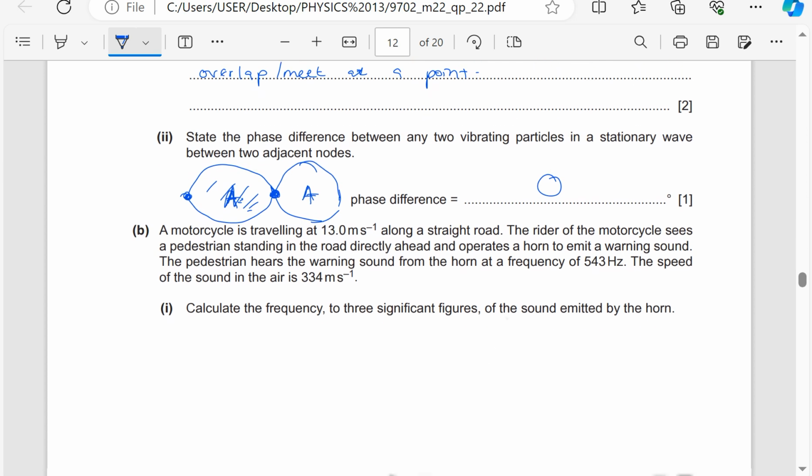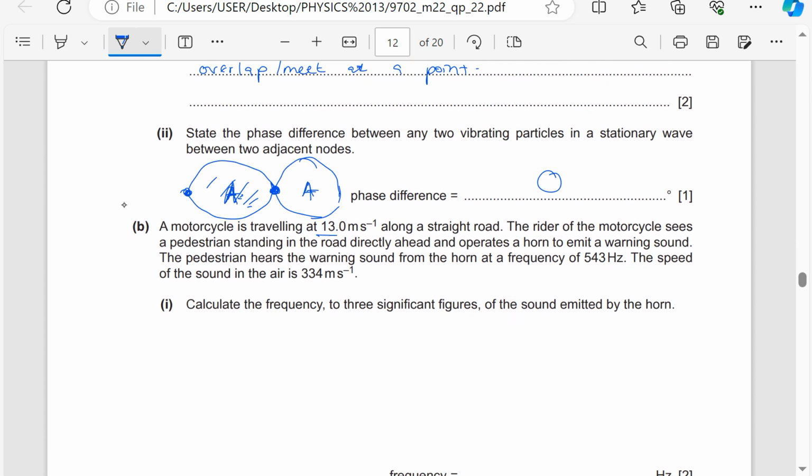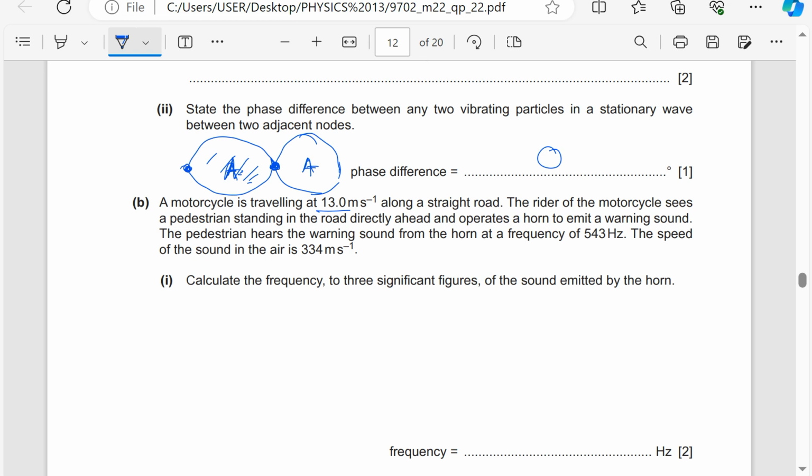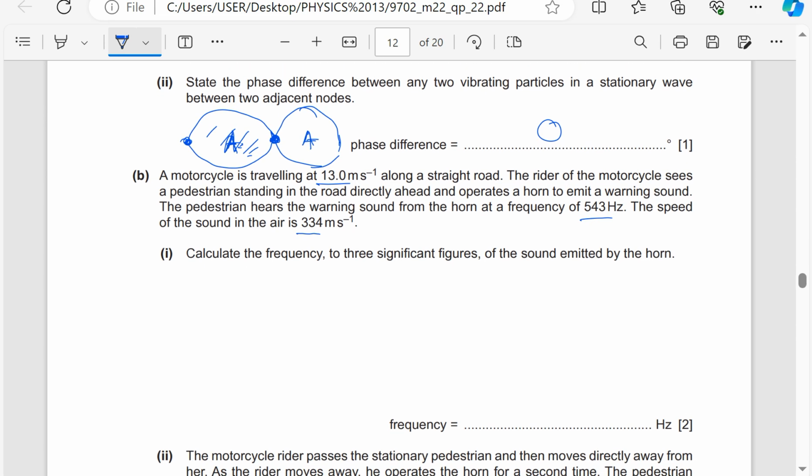A motorcycle is traveling at 13 meters per second along a straight road. The rider of the motorcycle sees a pedestrian standing in the road directly ahead and operates a horn to emit a warning sound. So the pedestrian or the observer is standing in front. So it means the motorcycle is approaching. The pedestrian hears the warning sound from the horn at a frequency of 543 Hz. The speed of the sound in the air is 330 meters per second. Calculate the frequency to three significant figures of the sound emitted by the horn.